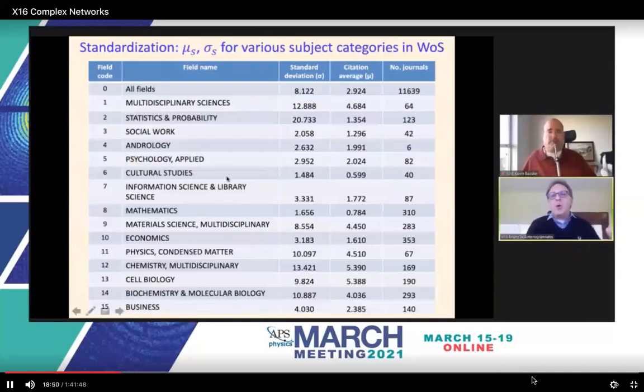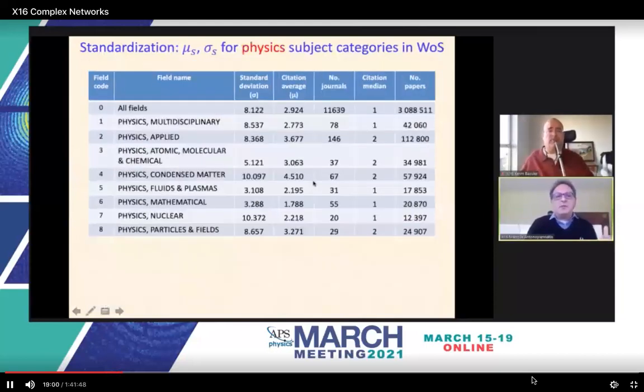Now we can start calculating phi indexes for different journals, and we can consider all the papers published as belonging to one category. That will give us the sigma and the mu listed here, and these are the sigma and the mu's for different categories. And this is for categories in physics, from multidisciplinary to particles and fields. The first test to run is the random journal test.